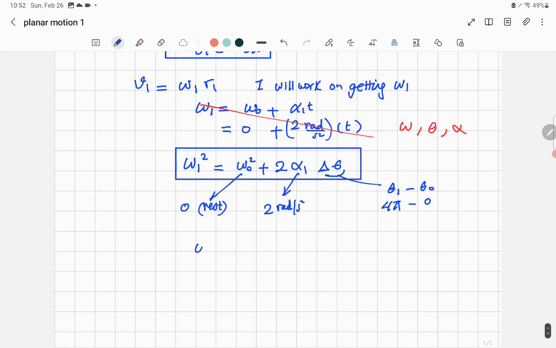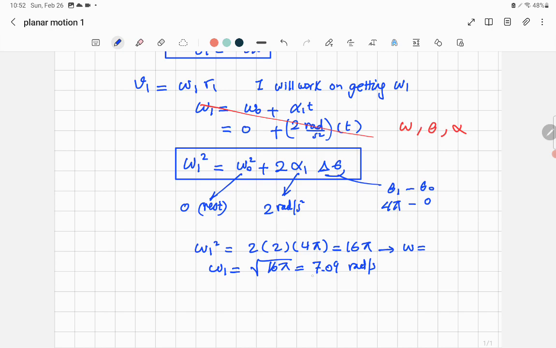So everything is there. Omega 1 squared will be equal to 2 times 2, which is the acceleration, times delta theta 4 pi. That will be equal to 16 pi. So omega 1 will be equal to the square root of 16 pi, which is equal to 7.09 radian per second. So we got the first thing, omega 1. That will solve a lot of problems. But you see how you think about it? It doesn't come just in one shot. You have to think about it, and it will lead you from one point to another.